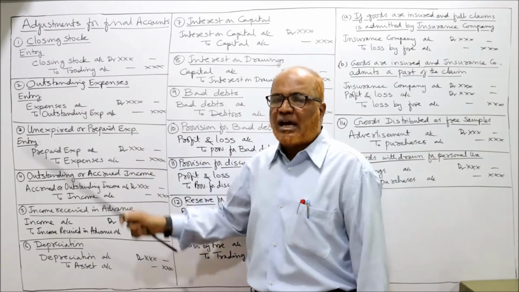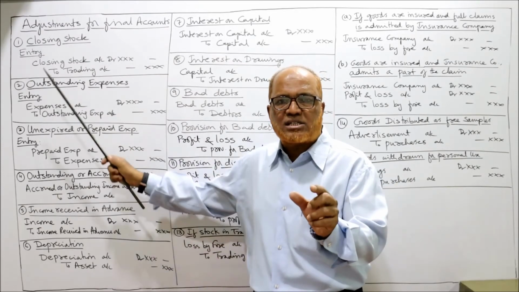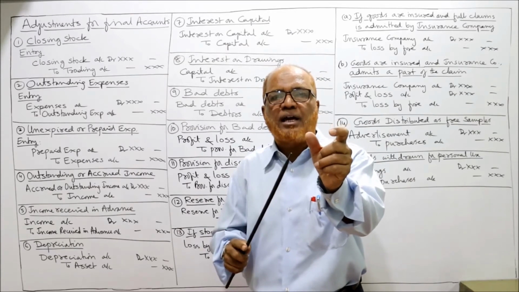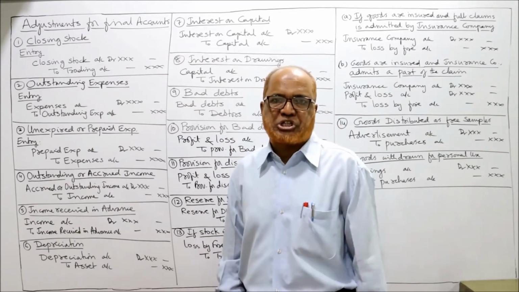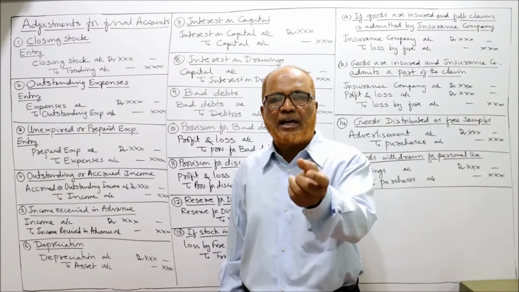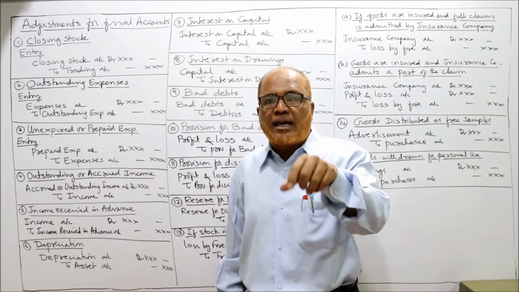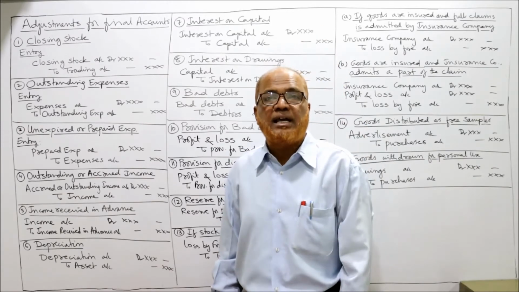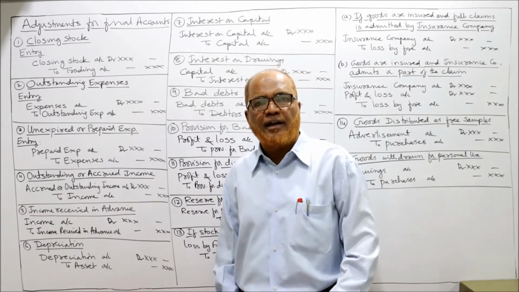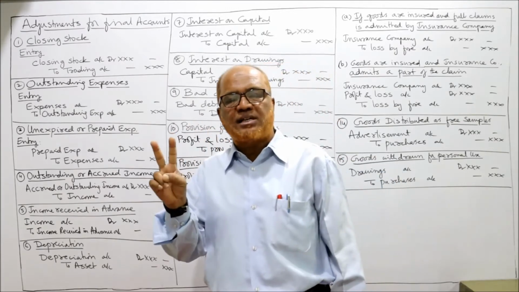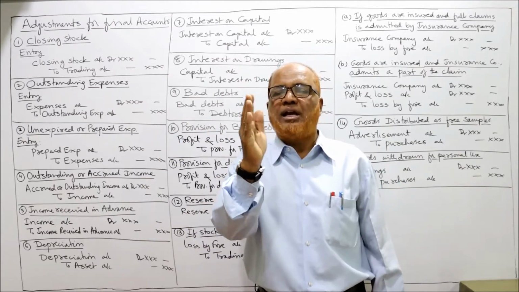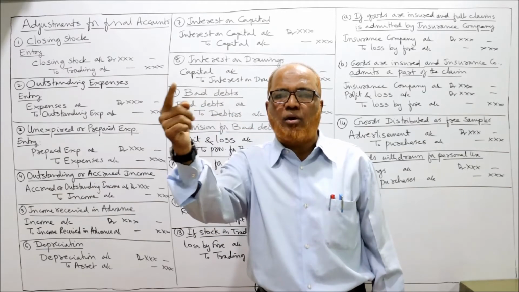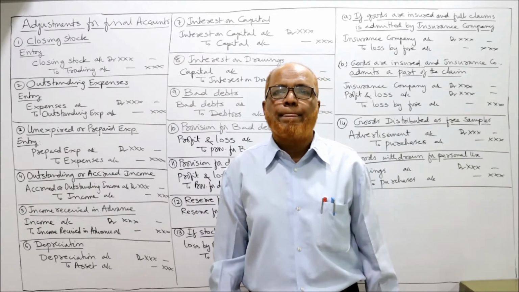So what is the effect of this entry? The adjustment entry is closing stock account debit to trading account. The closing stock should be taken on the asset side of the balance sheet. Again, closing stock should be taken on the credit side of the trading account. So what is the dual impact of this adjustment? The closing stock is taken on the credit side of the trading account and the same closing stock is taken on the asset side of the balance sheet.